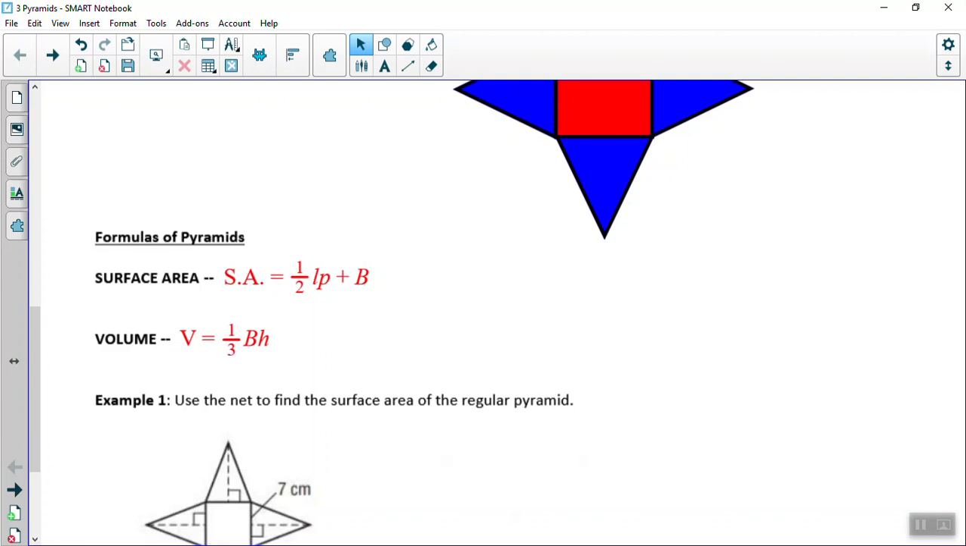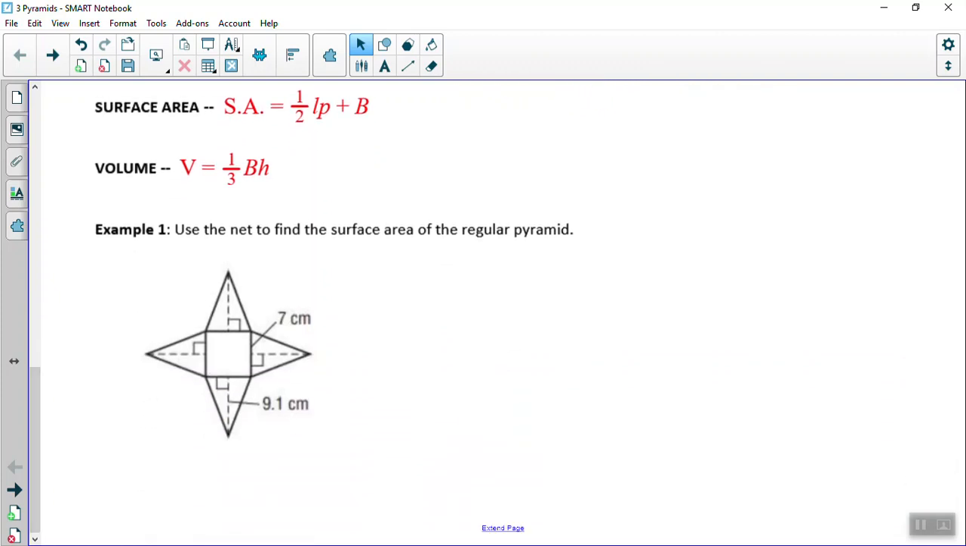When we come to this one, the B again is the area of the base, a little extra calculation that we need to work in, and then the height, that's your vertical height, that's straight up and down length. All right, so let's come down here and let's use the net to find the surface area of a regular pyramid. So key was surface area. So I'm going to start with our surface area formula, and we're going to plug in the information that we have. So we need that lateral length, we need the perimeter of the base, and then we need the area of the base.